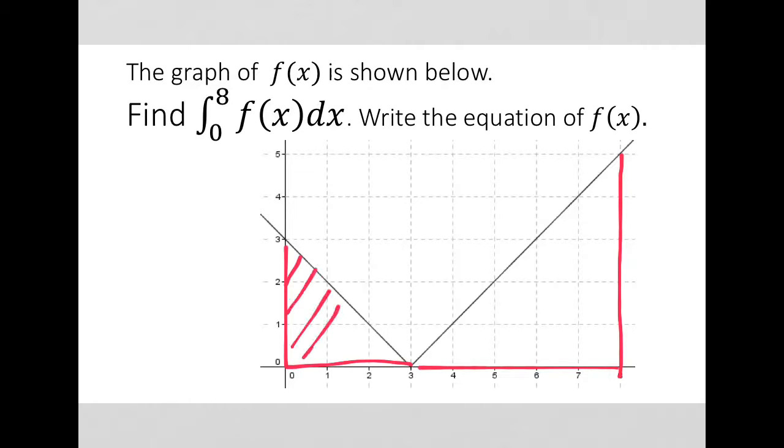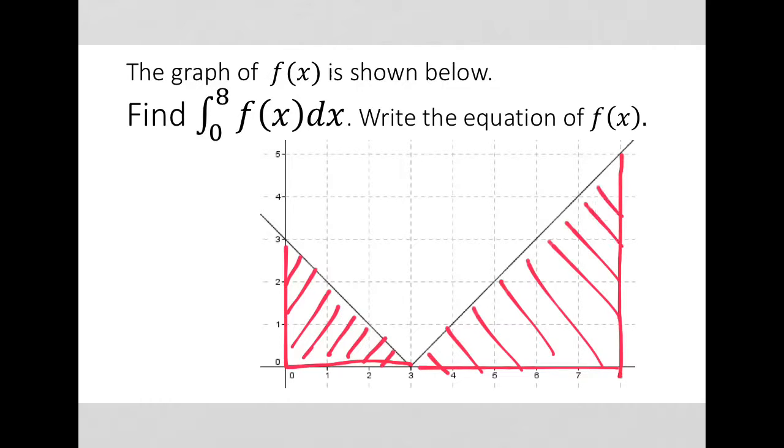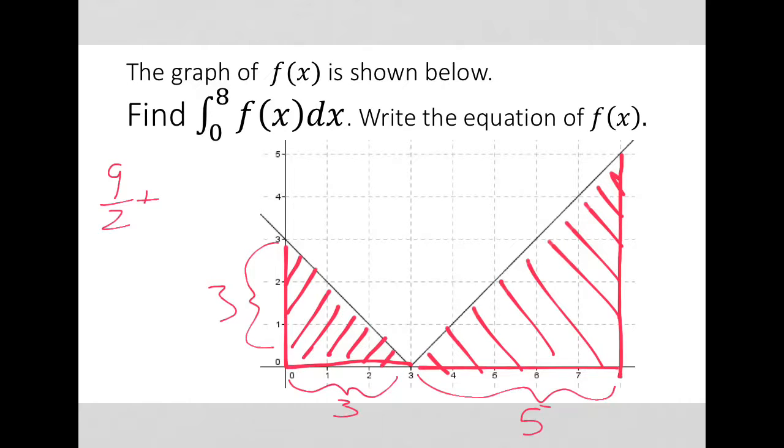Notice this is an absolute value function, but really we're just ending up with two separate triangles right there. So let's find those areas real quick. First triangle, look, we have a base of 3, a height of 3, and so that area is going to be 9 halves. Plus our second triangle, we have a base of 5 and a height of 5.